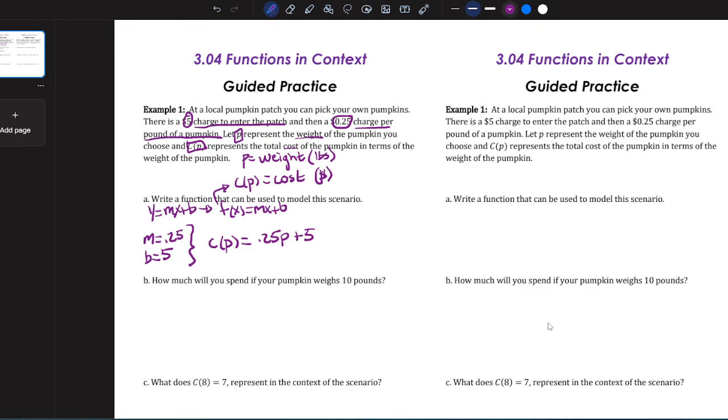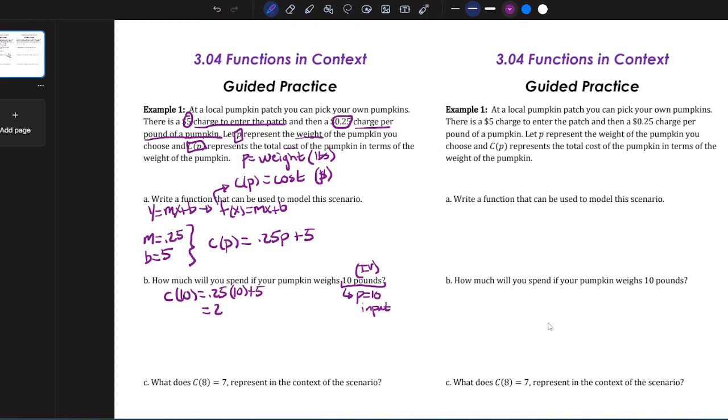Okay, and so now in part B they're saying, okay, you have your function, and so how much are you going to spend if a pumpkin weighs 10 pounds? Okay, first thing, 10 pounds right here, that's a p value, so p equals 10, which means that this is actually an input, right? Remember that when we're given an independent variable, when this is our IV, it's going to be an input. And we know, even from just the do now, that if I'm given an input, all I'm really doing is substituting. And so the work here is simply going to be c of 10 is equal to 0.25 times 10 plus 5.